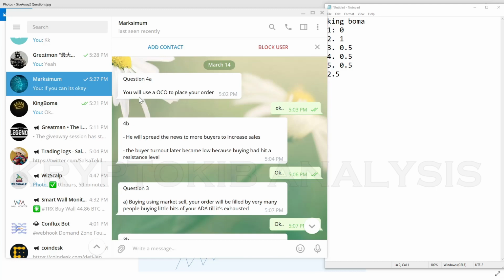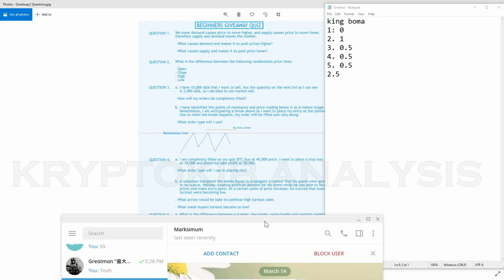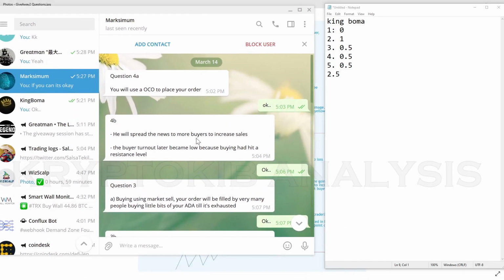Question 4A. OCO to place your order. Question 4A. What about order? Okay, that's correct. Let me do one. So you answer 4A. That's then the second one in the 4A, was it?